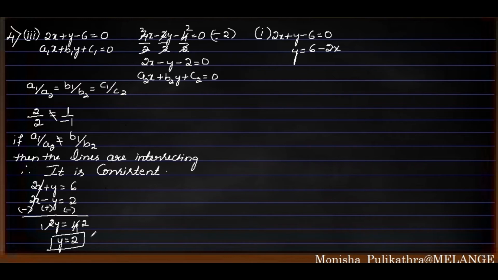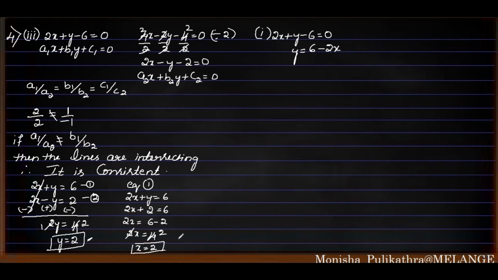So now I will be substituting this y value into either equation 1 or equation 2. I will be taking equation 1 itself. In equation 1, 2x plus y is equal to 6. So 2x plus, in the place of y we need to substitute 2 here, is equal to 6. 2x is equal to 6 minus 2. So 2x is equal to 4. So 2 ones are 2, 2 twos are 4, x is equal to 2.